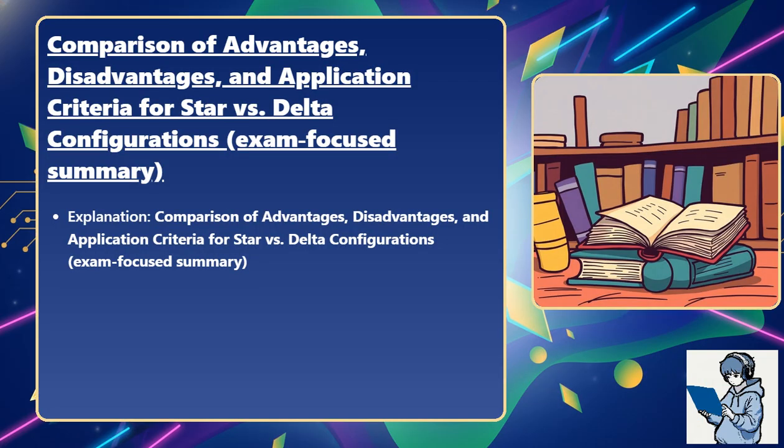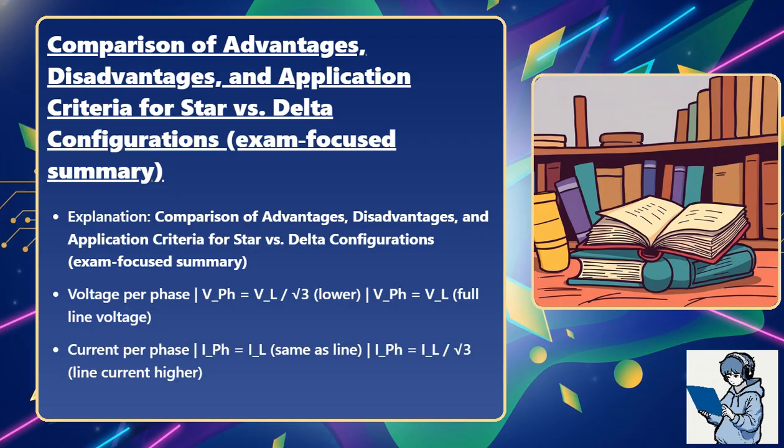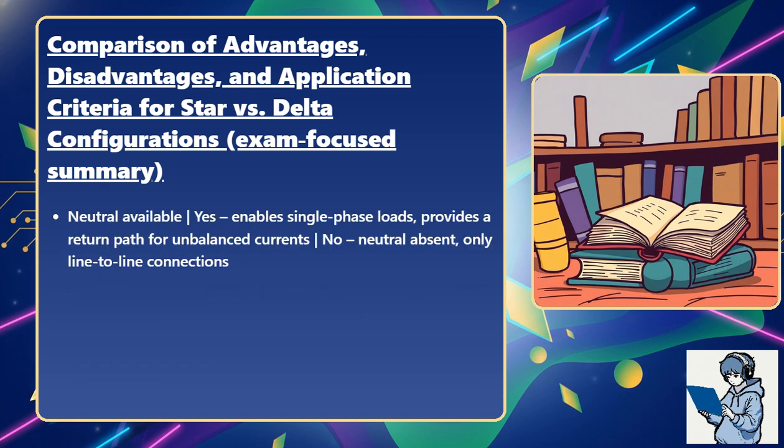Explanation: comparison of advantages, disadvantages, and application criteria for star versus delta configurations. Exam-focused summary. Voltage per phase: star, V sub pH equals V sub L divided by square root of 3, lower. Delta, V sub pH equals V sub L, full line voltage. Current per phase: star, I sub pH equals I sub L, same as line. Delta, I sub pH equals I sub L divided by square root of 3, line current higher. Neutral available: star, yes, enables single-phase loads and provides a return path for unbalanced currents. Delta, no neutral, only line-to-line connections.